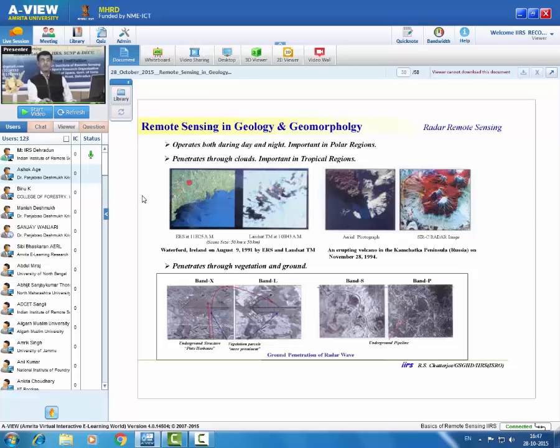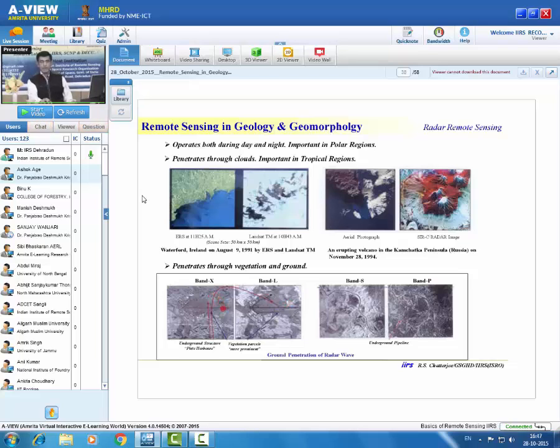But if you use radar image, you can see very clearly. There are other advantages, like it penetrates through vegetation. So when it penetrates through vegetation, you can have information about the terrain. Like in this example, we have used X band and L band. X band is a shorter wavelength, 3 centimeter wavelength, whereas L band has a wavelength of around 23 centimeter.